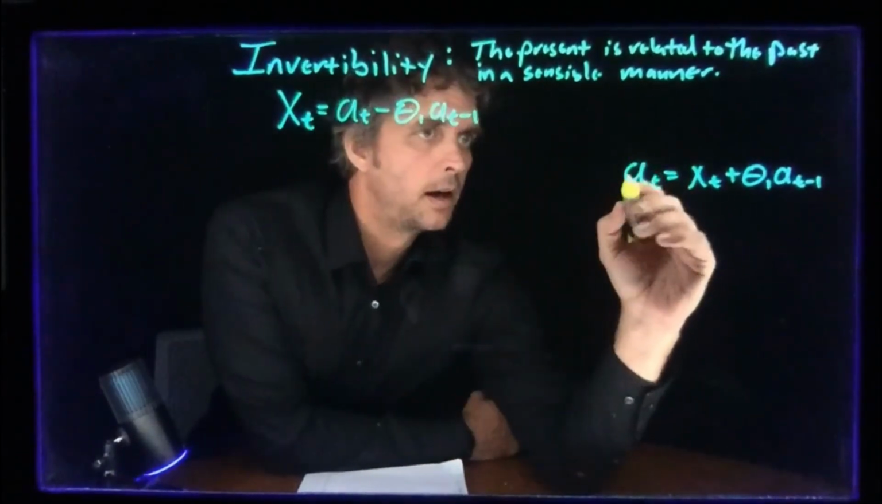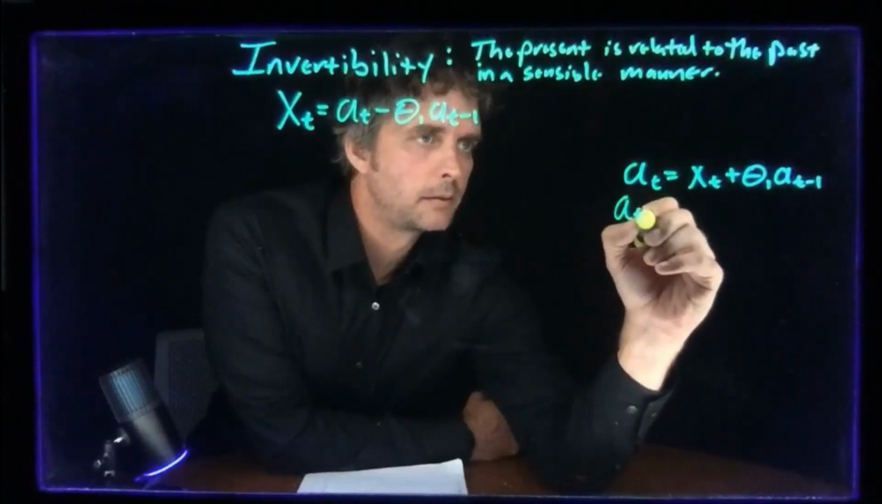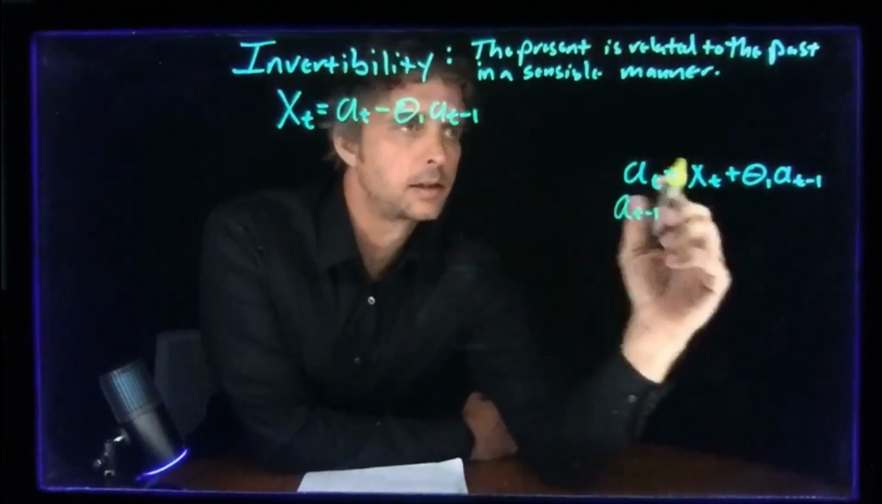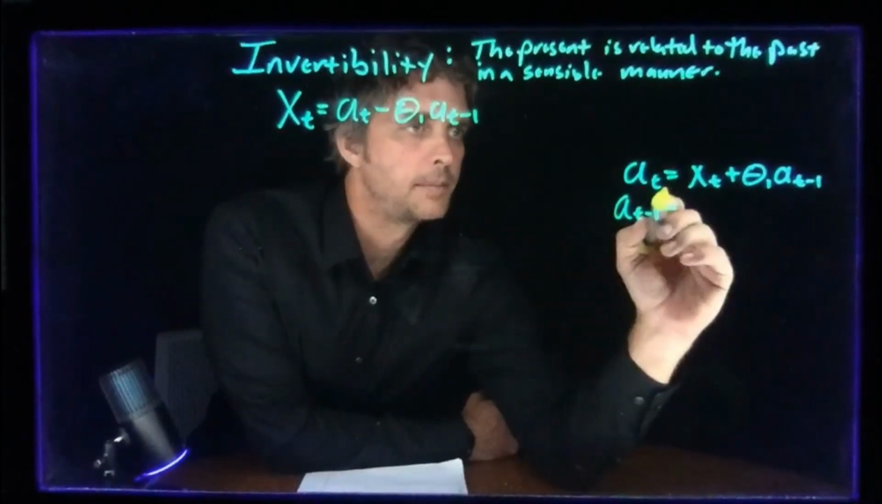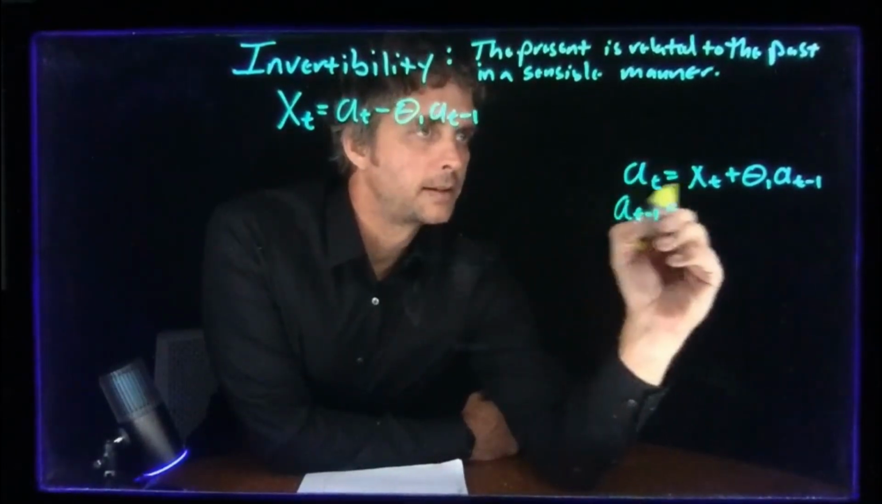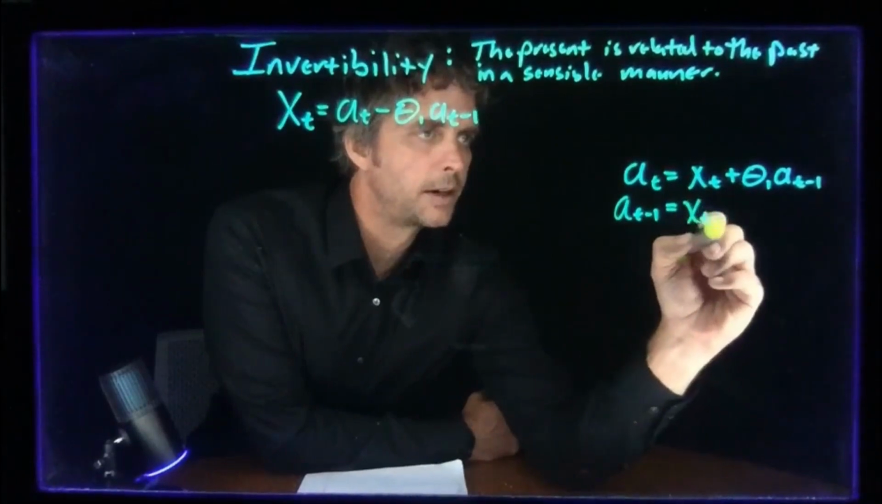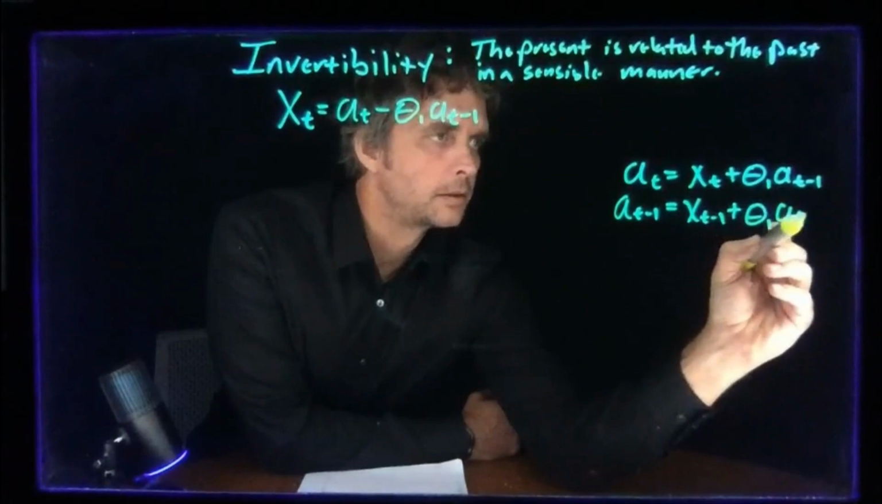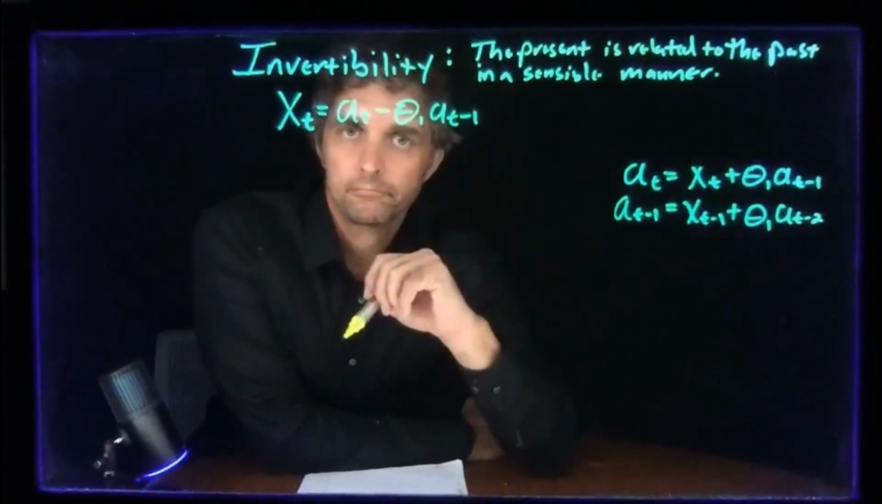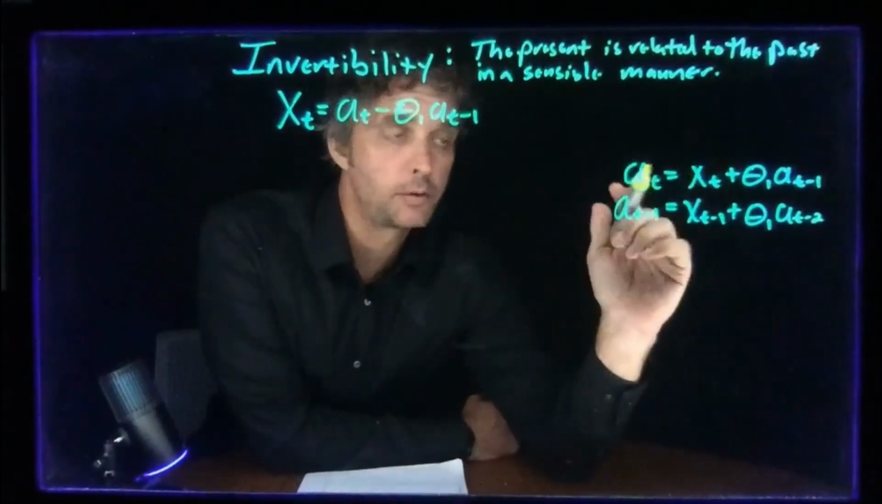So if that's the case, then what about yesterday? What about yesterday's noise? So yesterday's a_{t-1} will be yesterday's observation plus theta 1 times two days ago's residual. It's just the same relationship, we're just scooting it back a day.